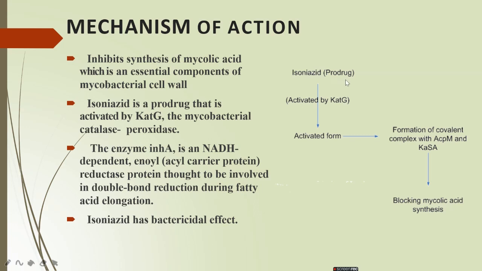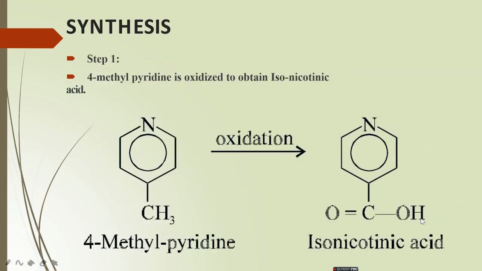So isoniazide is a prodrug. It is activated by the enzyme KAT-G and then converted into its active form. And then there is formation of a covalent complex with ACPM and KSA, blocking mycolic acid synthesis. And thus there is the death of the cell wall of bacteria and no new bacteria multiply and infect the human being.